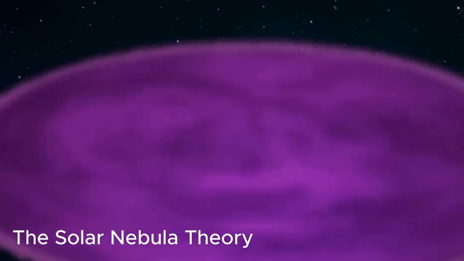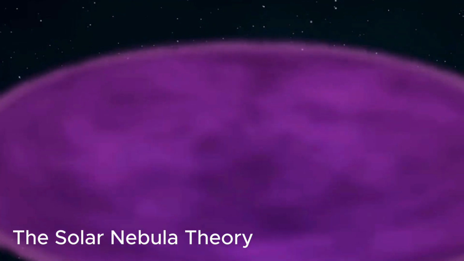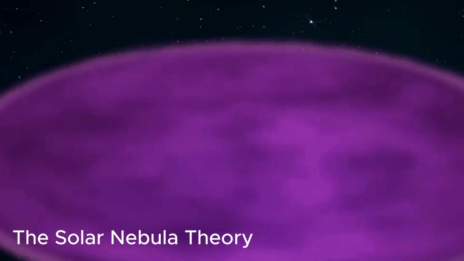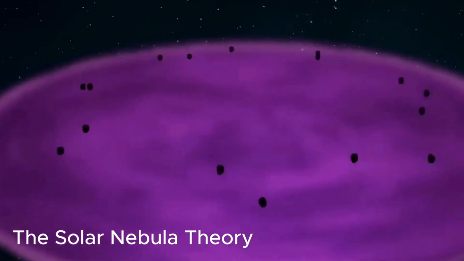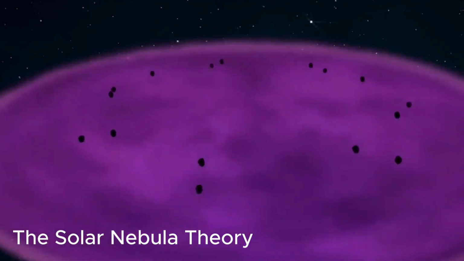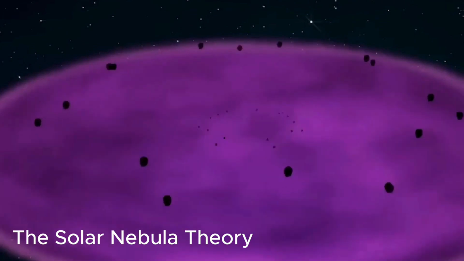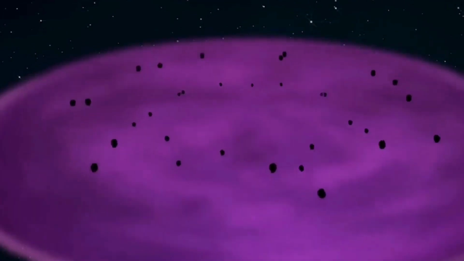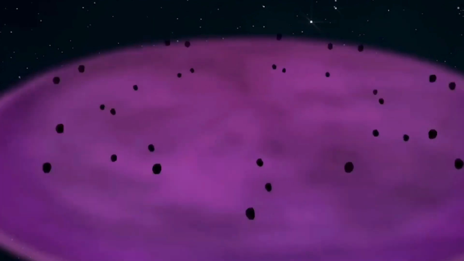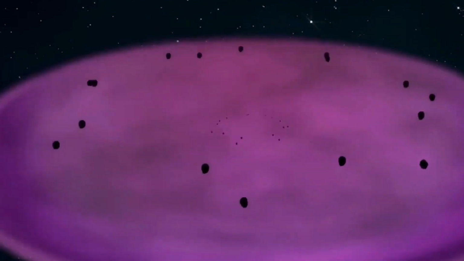A modern refinement of the nebular hypothesis is the solar nebula theory, or the solar nebula disk model. This theory suggests that the collapse of the solar nebula was triggered by an external shockwave, perhaps from a nearby supernova, or the gravitational influence of a passing star. This shockwave could have caused the nebula to collapse faster, forming a rotating disk of gas and dust.